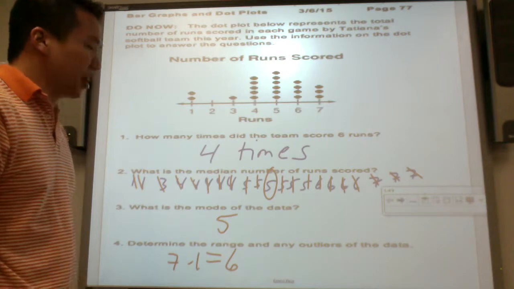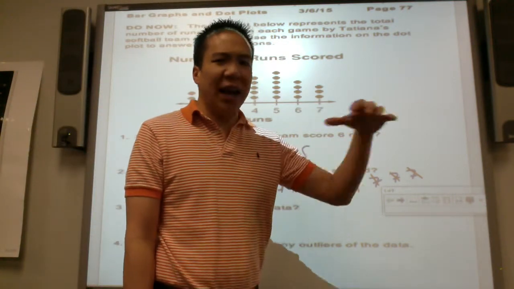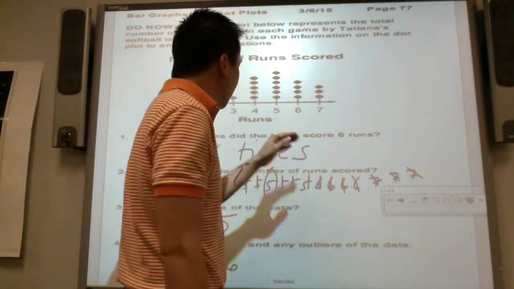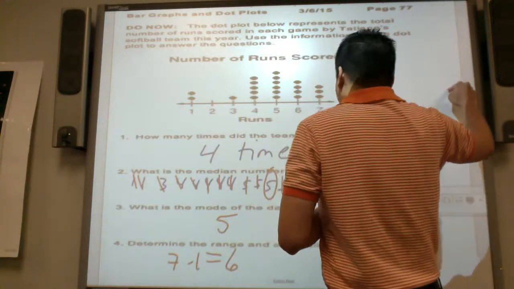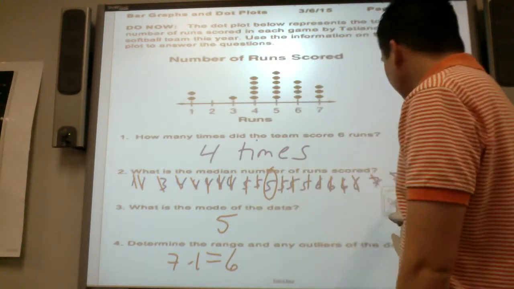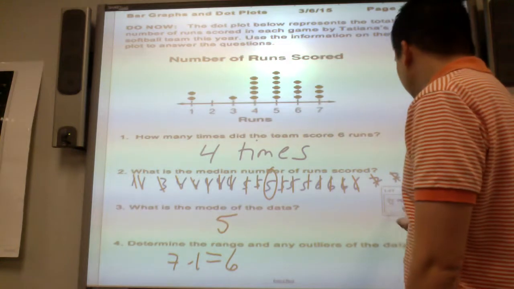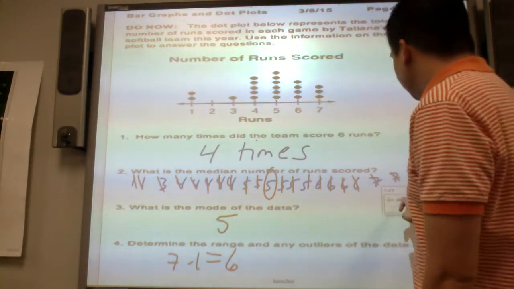Are there any outliers? We're going to be learning that soon. Outliers are numbers that are really outside of the norm. No, they're all pretty much together. If there was one all the way at the very end, that would become an outlier. All right, next one. Page 2.